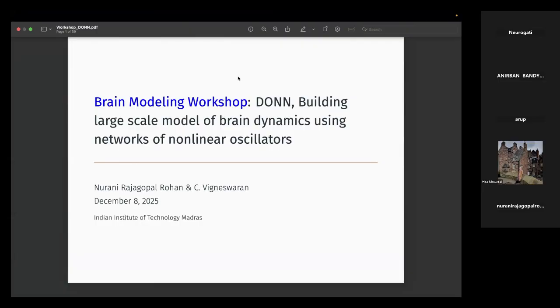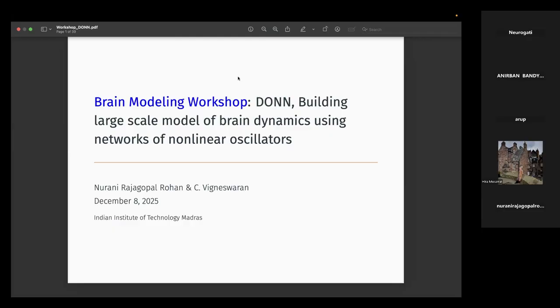Good afternoon, everyone, and thank you very much for enthusiastically participating in this workshop. As sir talked about in the second session, oscillators are being used in our lab for brain models and building large-scale models. This is a brief introduction to how we can do it, with some initial codes to get an experience of how networks of oscillators can be used for training, like a neural network, and how they give rise to some biologically important phenomena.